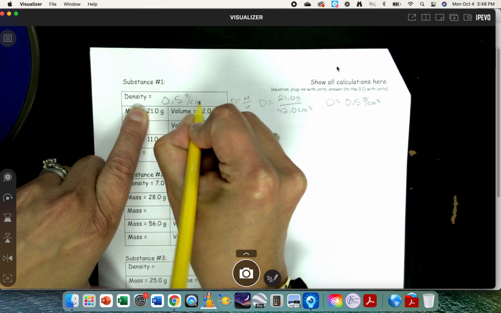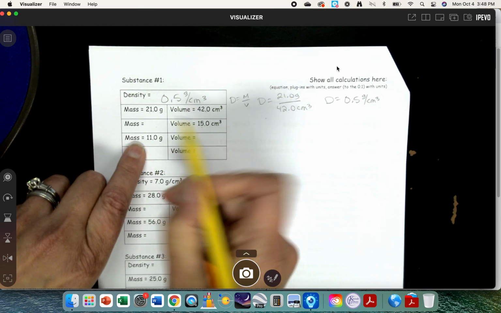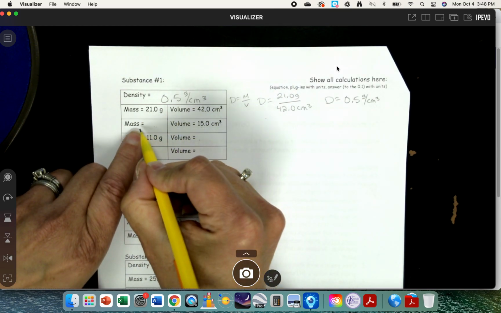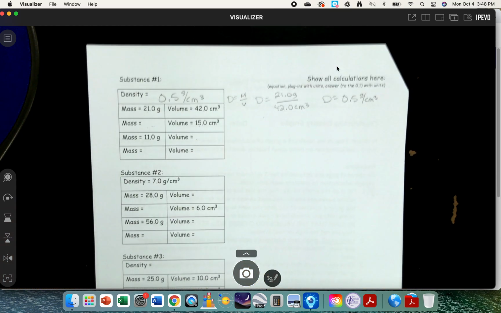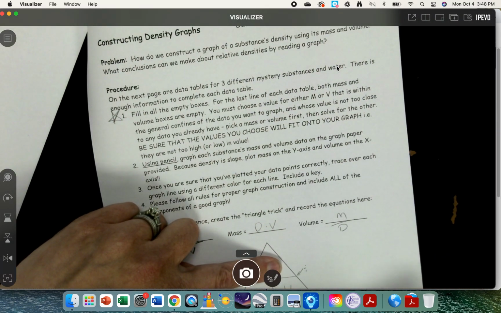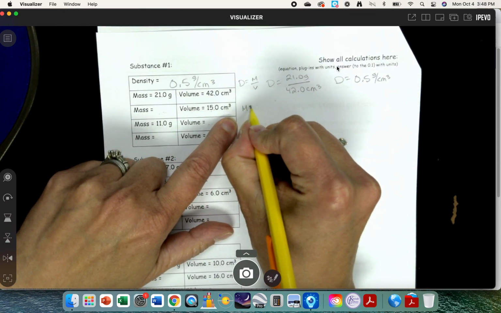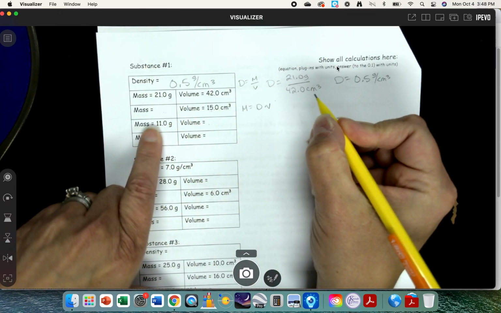Grams per cubic centimeter. Okay, so now that we have the density, we can solve for this one and this one. For this, we have to solve for mass. So we know that when we go into our triangle trick, we cover up the M, and mass is equal to density times volume, right? Okay, so we write that right here. Mass is equal to density times volume.